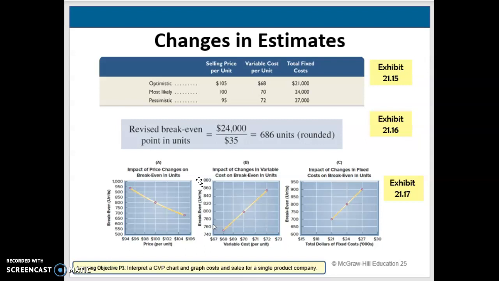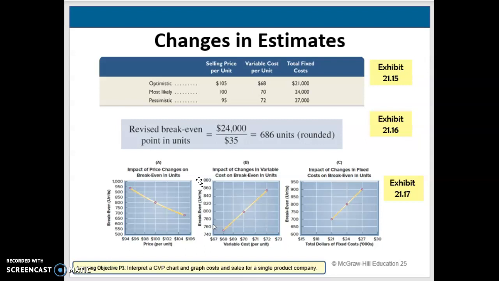So they give 3 examples here. If they had a selling price per unit of $105, a variable cost of $68, and total fixed cost of $21,000, they go down to the next category. Most likely, we have a selling price per unit of $100, variable cost per unit of $70, and total fixed cost of $24,000. Our pessimistic, we have $95 as our selling price, $72 as our unit cost, and our total fixed costs are $27,000. So we could compute either of them using these numbers to be able to see what this shows us, which is the revised break-even in units.